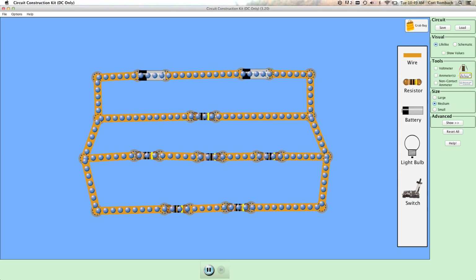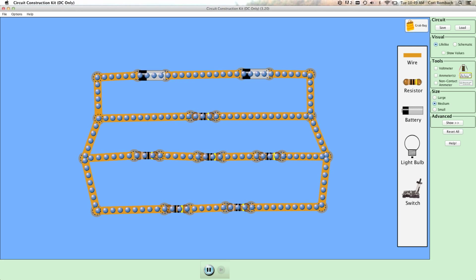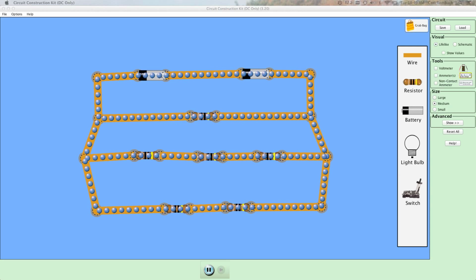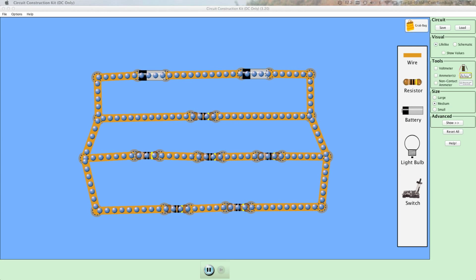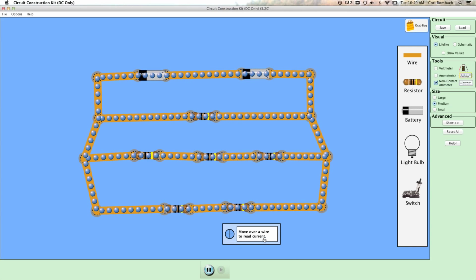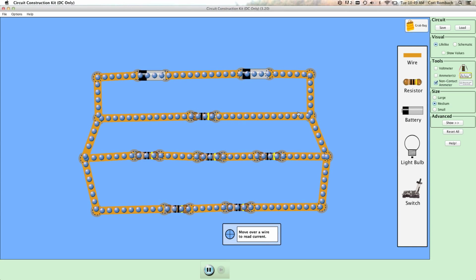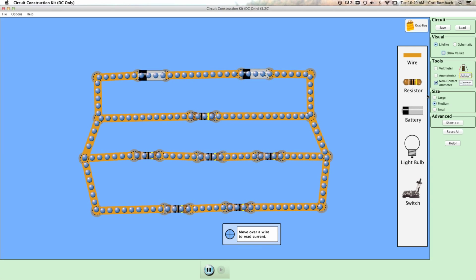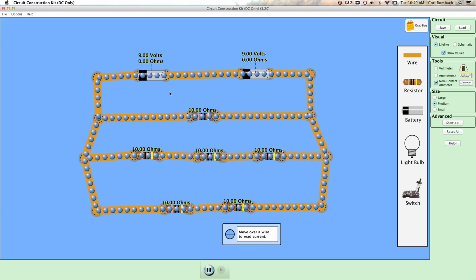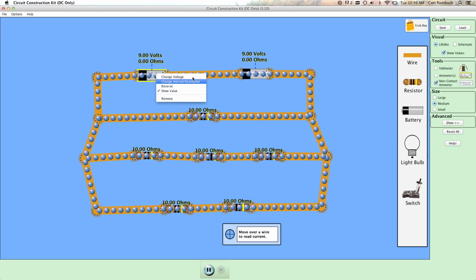Okay, so the first question, number 13, asks, what is the current through the branch with the 20 ohm resistor? So again, since I'm measuring current, I want to use my ammeter. Oh shoot, I need to change all of my values here. That would have given you all incorrect readings, and I don't want to do that. I'm not trying to mislead anyone here.